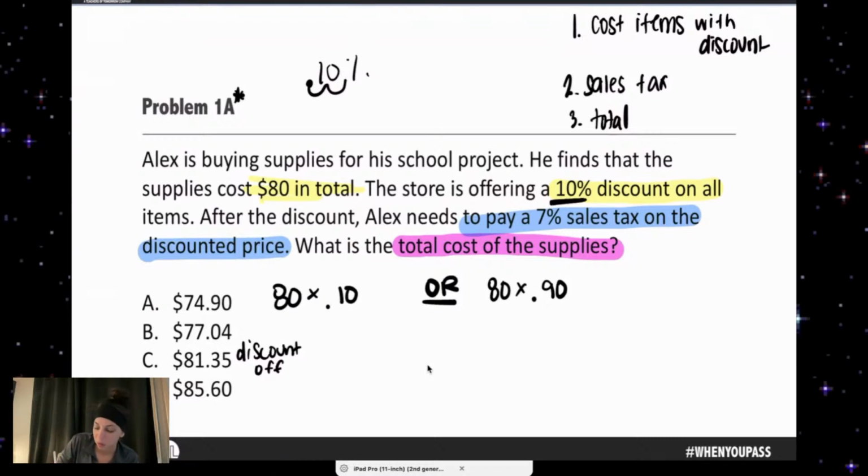So 80 times 0.10 is $8. That is the discount that I'm taking off the top. So I can do 80 minus 8, and that gives me $72. That's how much I'm going to pay.